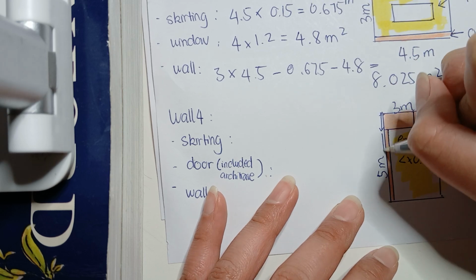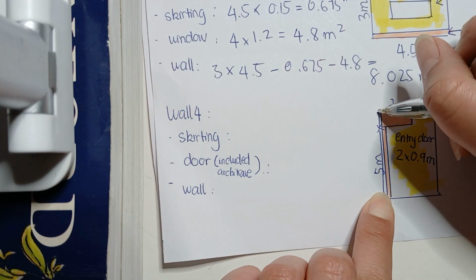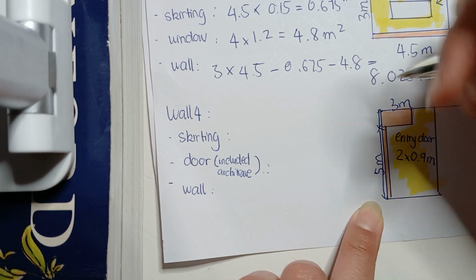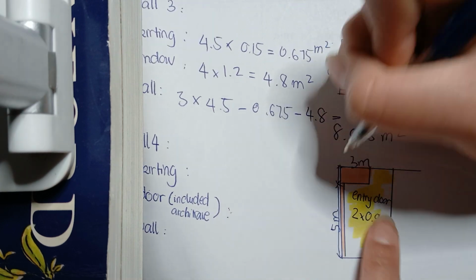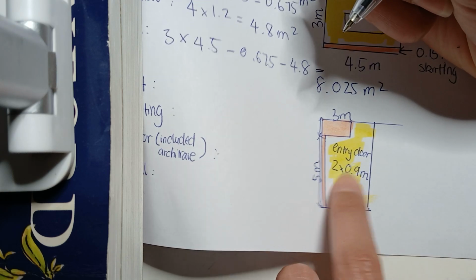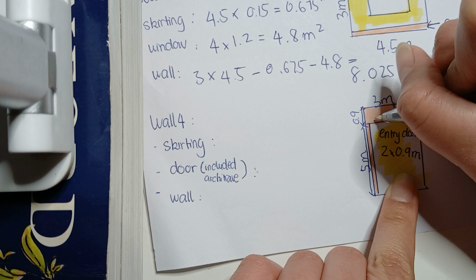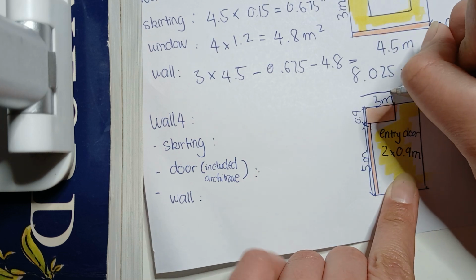Skirting is only from here to here. It's not the whole length of the whole wall, so it's only 5 meters. Have to take away the width of the door, from here to here. It's given 2 times with 0.9, so it means it's 0.9 here. And this part here is 2 meters.